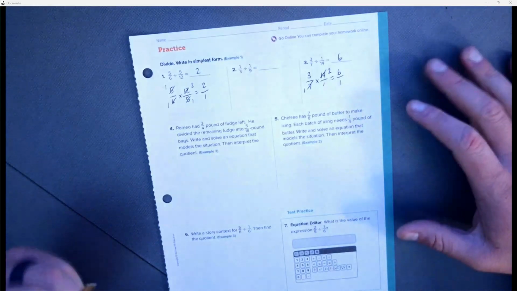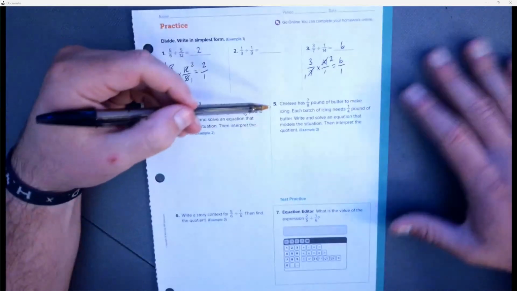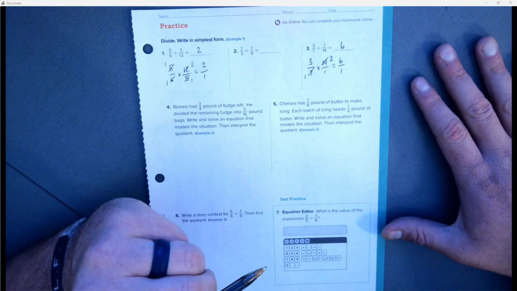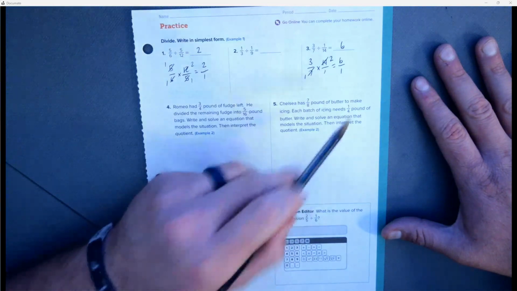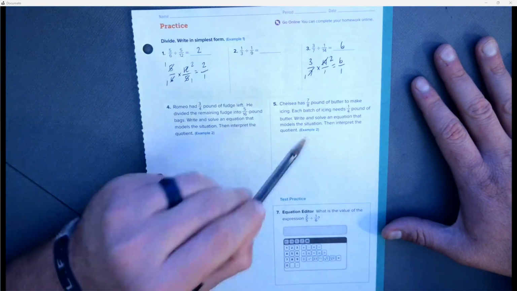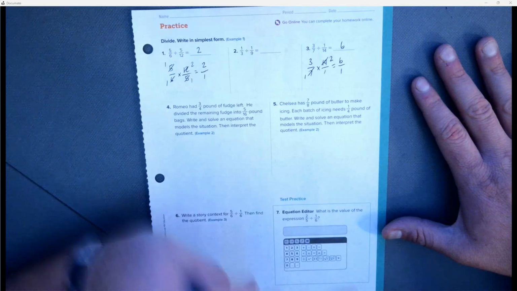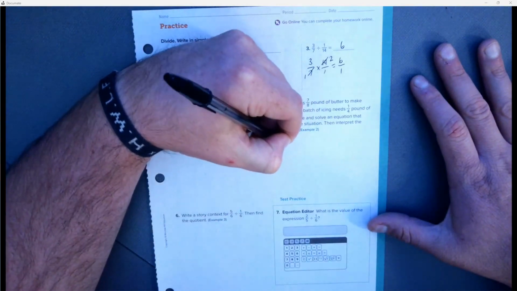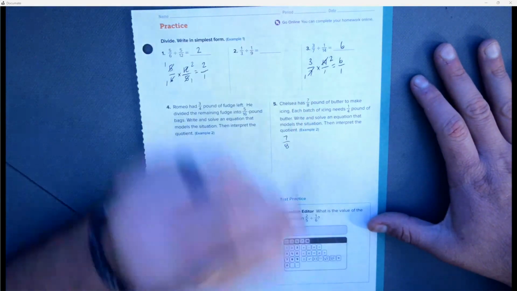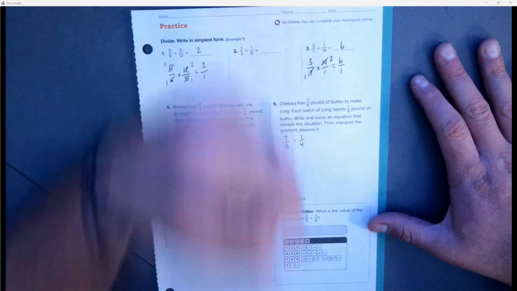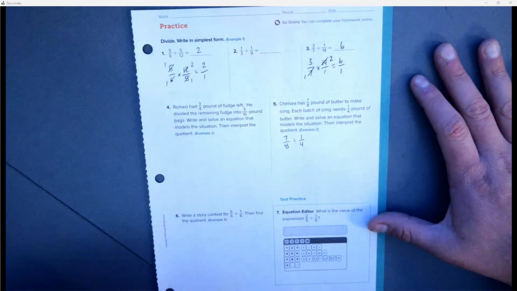Now let's look at one of the word problems on this practice page. Number 5. Chelsea has 7/8 pounds of butter to make icing. Each batch of icing needs 1/4 pound of butter. Write and solve the equation that models the situation, then interpret the quotient. So we know that she has 7/8 pounds of butter, and she's going to need to divide that into 1/4 pounds for each batch of icing.